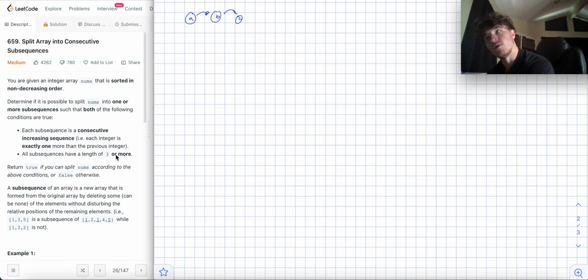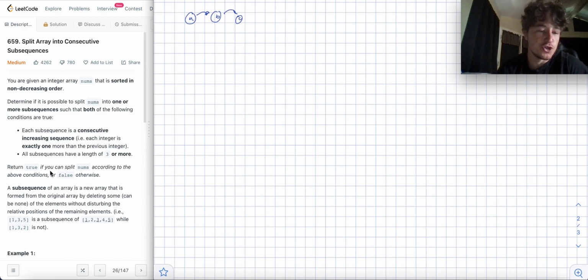The 2, why is it 3 and not 2? I don't know. Why is it 3? I'm not sure. You would get rid of that kind of default, technically always true condition if it's 2 or more, but for some reason it's 3. So I don't know. Return true if you can split nums according to the above conditions, or false otherwise.